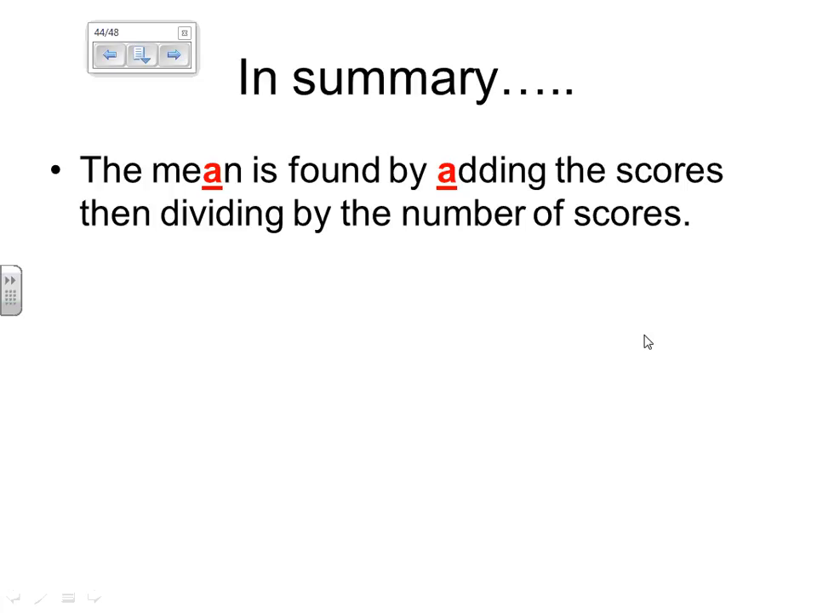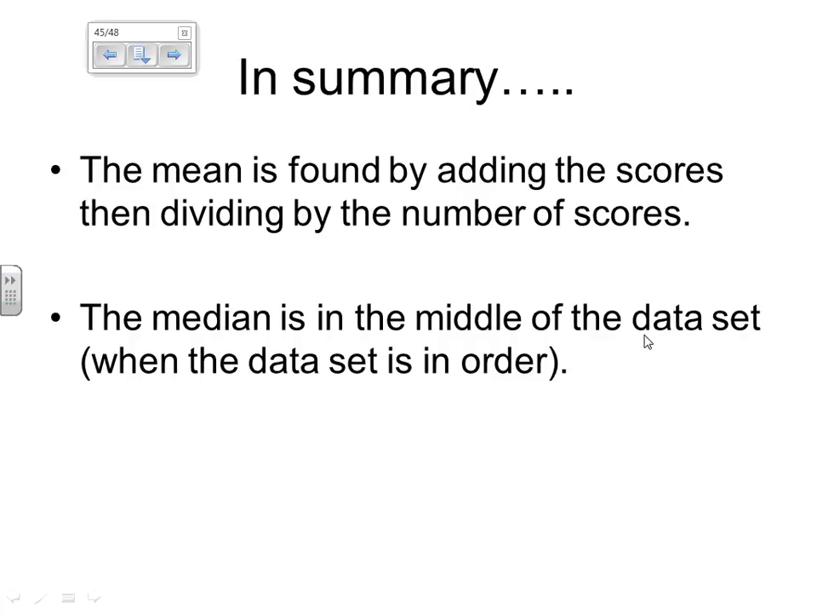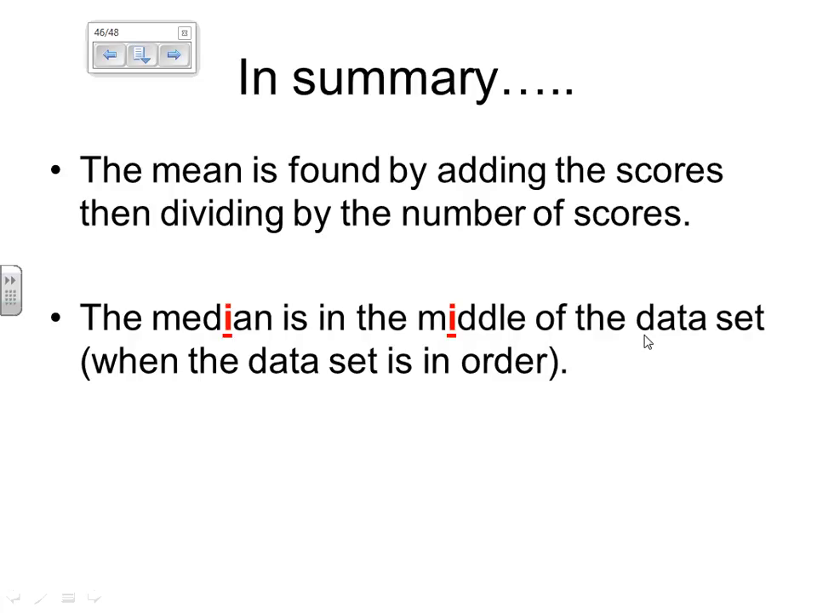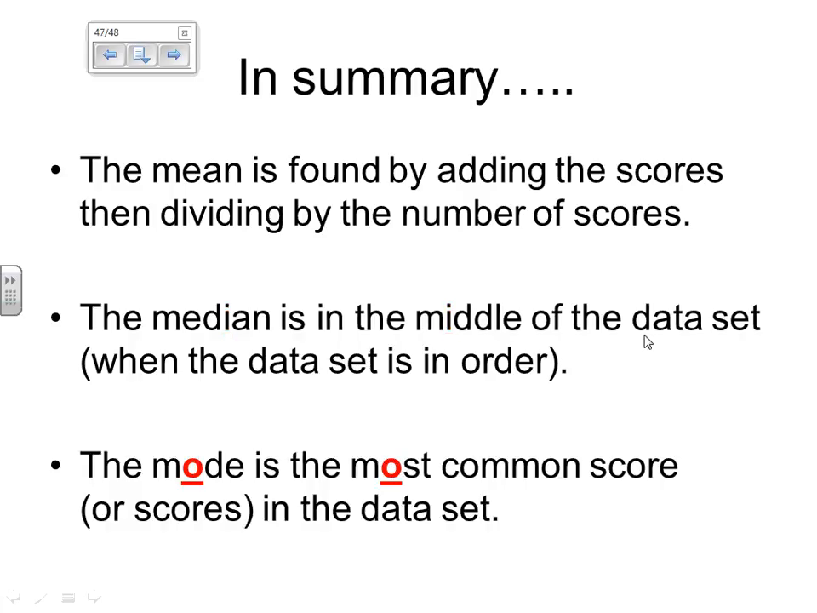And our summary. Mean, add the scores together, divide by the number of scores. Median, find the middle, the middle. The last one, the mode, the most common score.